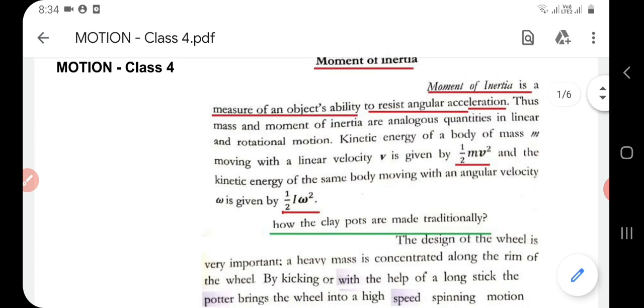Suppose that a body has a mass m and a linear velocity v, then its kinetic energy is, as you all know, half mv square. Now, suppose that the body is moving with the angular velocity omega and it has a moment of inertia I, then the kinetic energy of that body will be half I omega square.